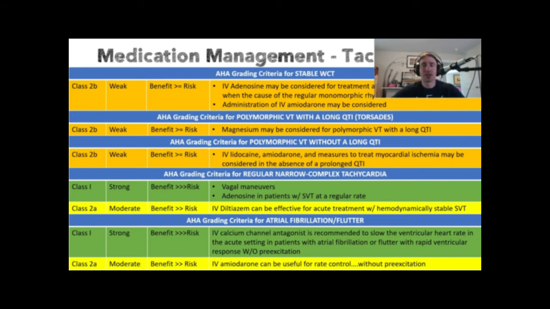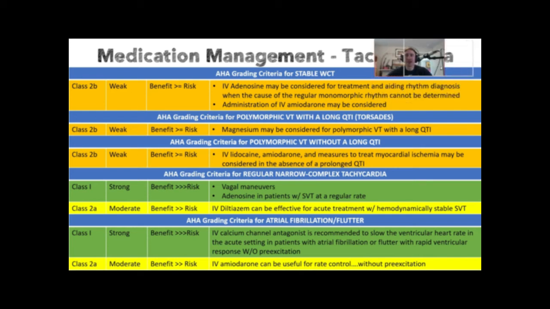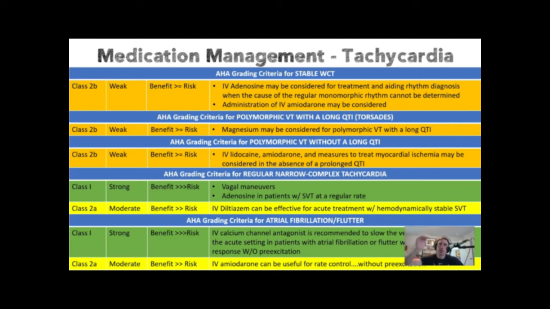Now, let's go through this, and this is a busy slide. I'm going to try to break it down as simply as possible. I like breaking it down this way because it shows what the AHA recommends, how they classify things: Class 1, Class 2, Class 3, and it gives us a sequence in which we could go to treat these patients. Now, let's start off with stable wide complex tachycardia.